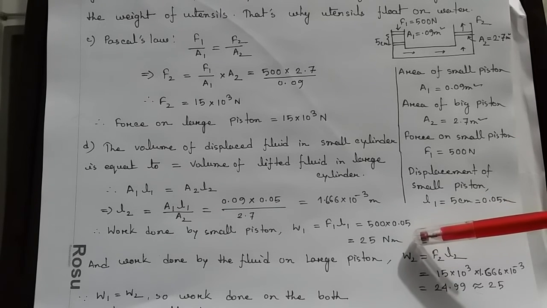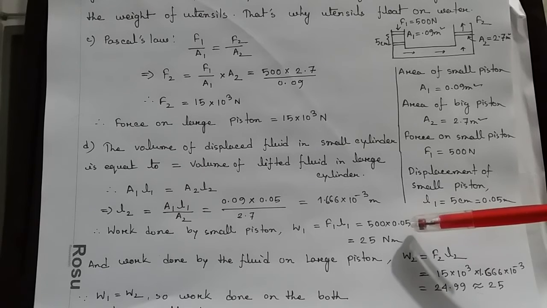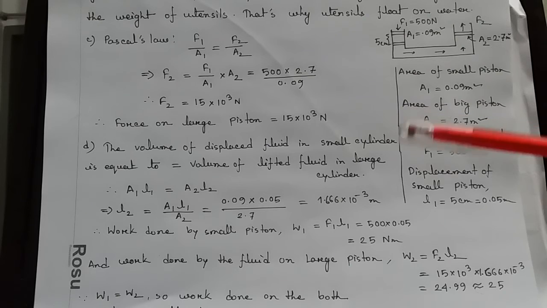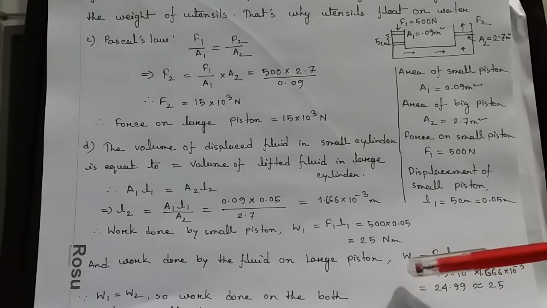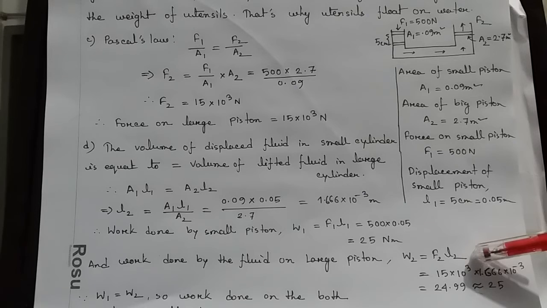So this is quite easy to measure for the first piston, but for the second or large piston, the work done will be W2 equals F2 L2, where the value of F2 we have determined in our question C. From C we get F2 is 15 into 10 cube Newton, but the value of L2 is not given in our statement, so we have to determine it first before calculating the work done.